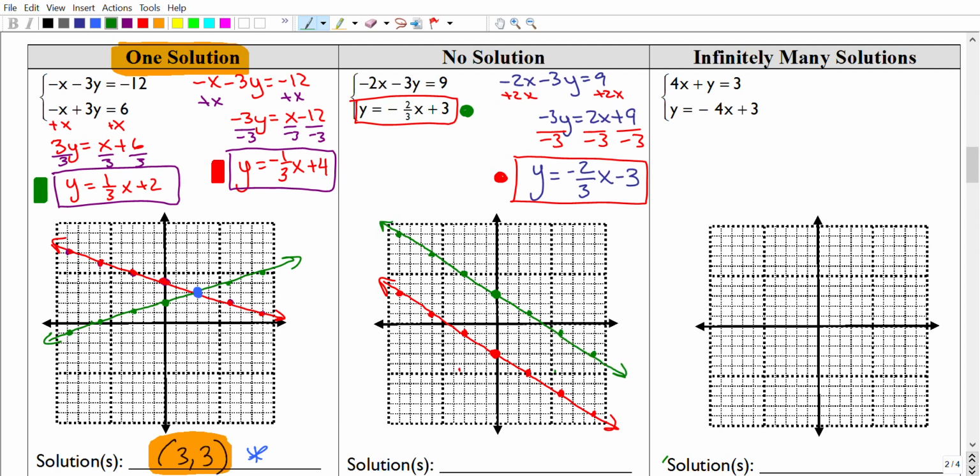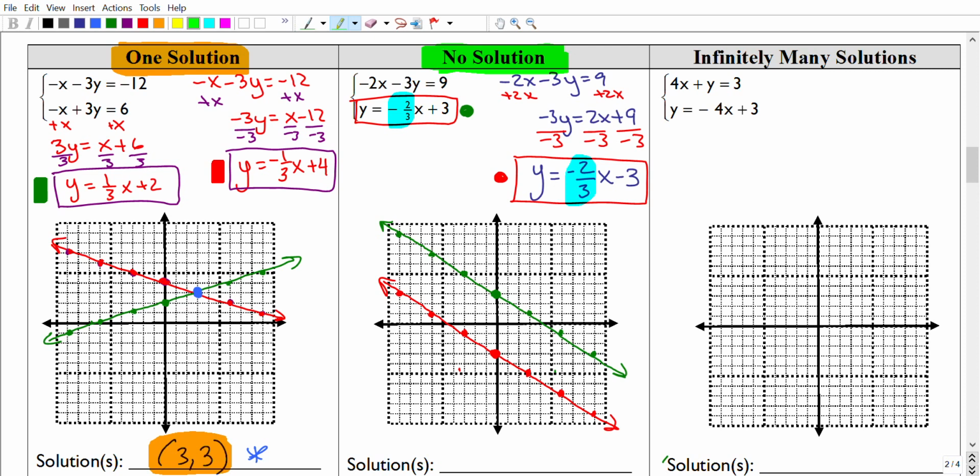Now, if you guys remember from chapter, I believe it was chapter 3, we can identify a few things. First off, notice that my slopes were the same. And we know that because slopes are the same, then they have to be parallel. Okay, now we get to the good stuff.